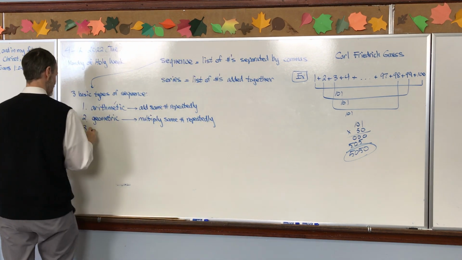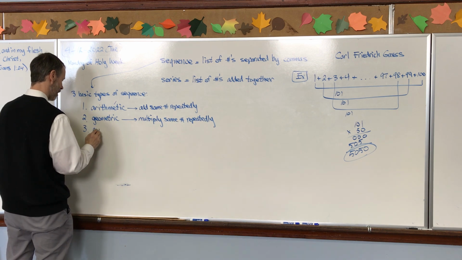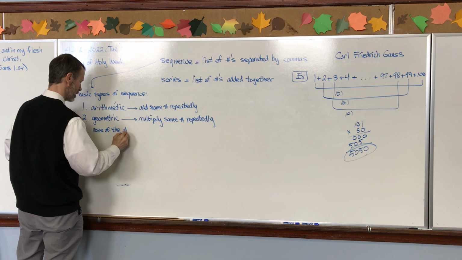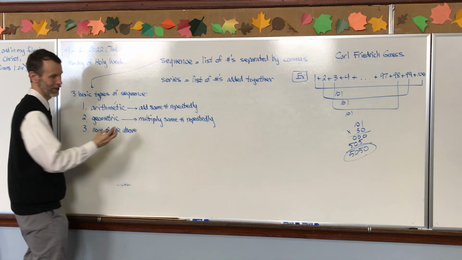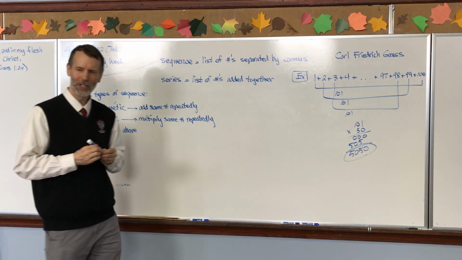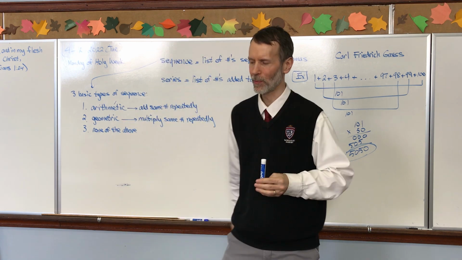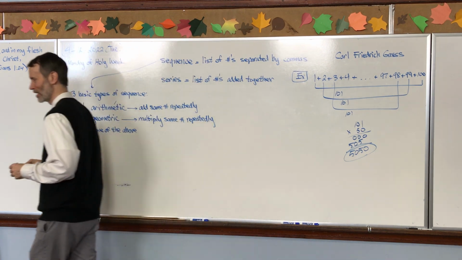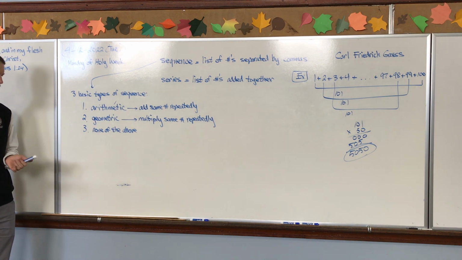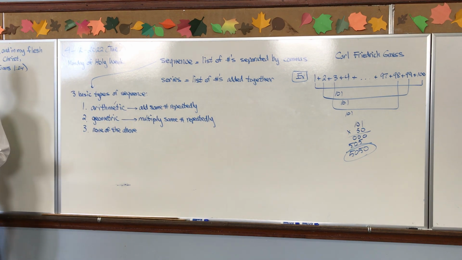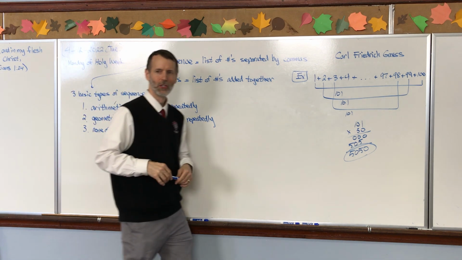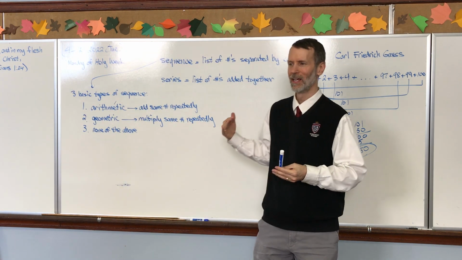And then the third is none of the above. All the other random ones. What the book is going to do as one of your first homework problems, it's going to give you a list of like 15 sequences and say, categorize these as arithmetic, geometric, or neither. So now you know the trick.